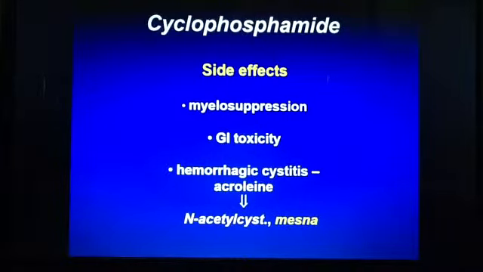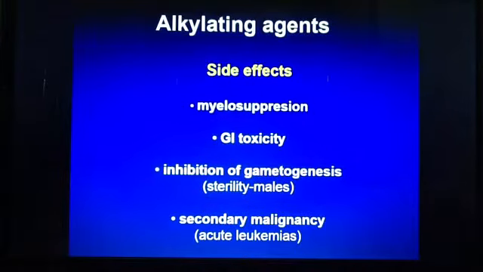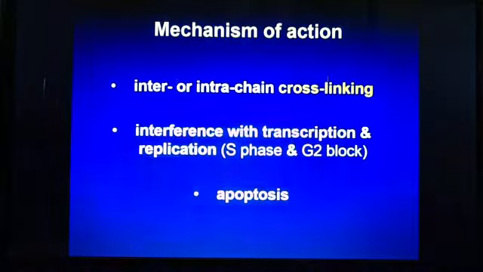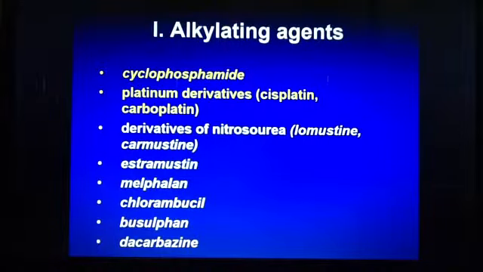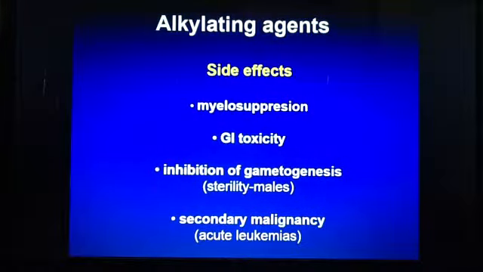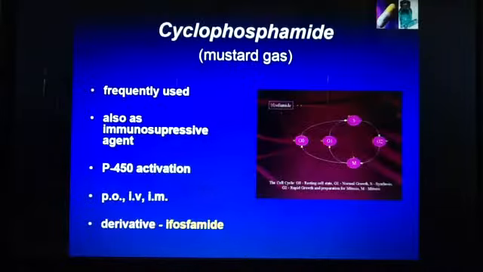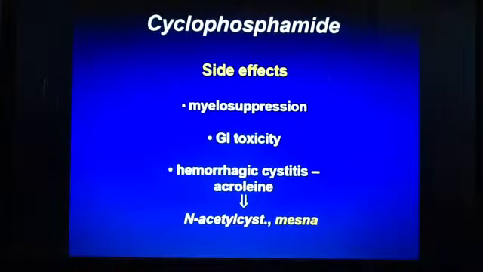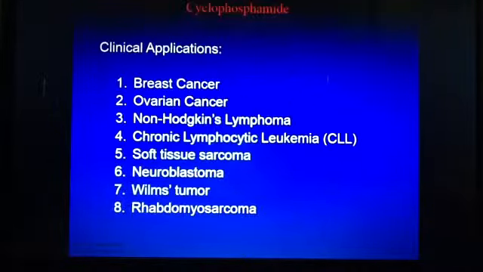So let's look back and compare these. So cyclophosphamide, so this is the alkylating agents, don't get confused here. So cyclophosphamide is one of the main alkylating agents. And the general side effects of alkylating agents are here, and this is shown here in the side effects of cyclophosphamide. So remember about the hemorrhagic cystitis and mesna for cyclophosphamide.